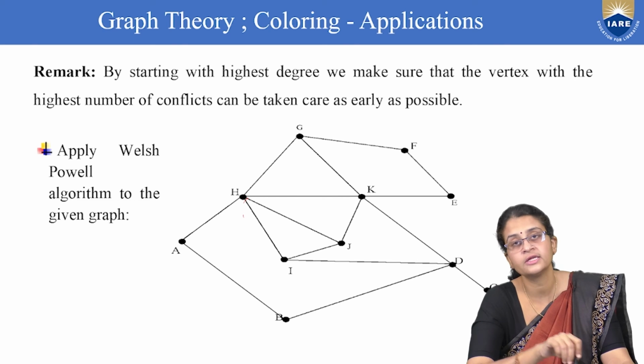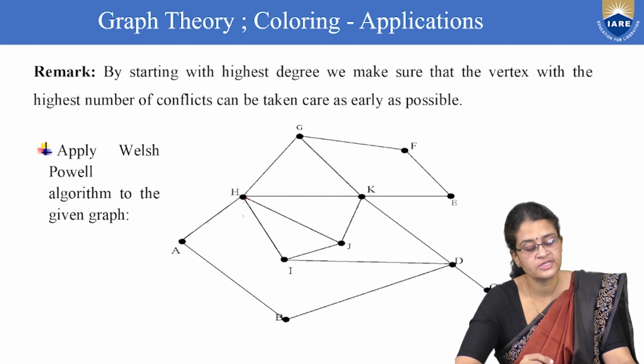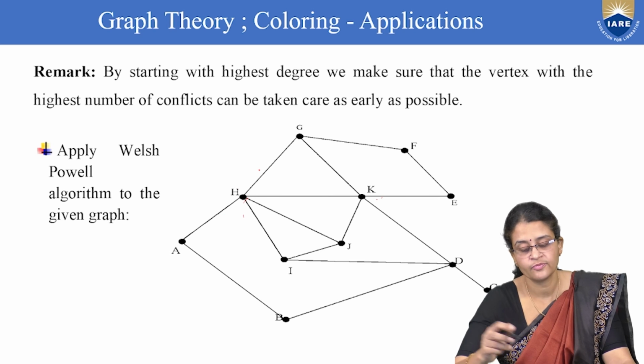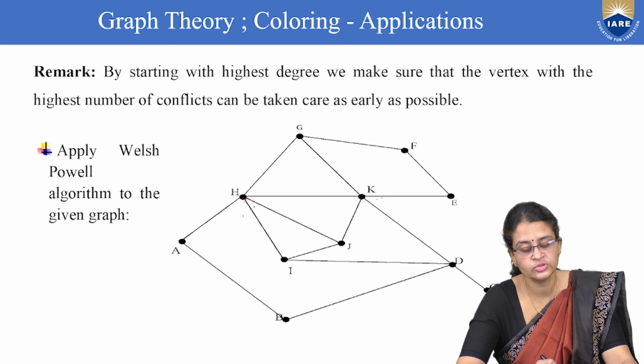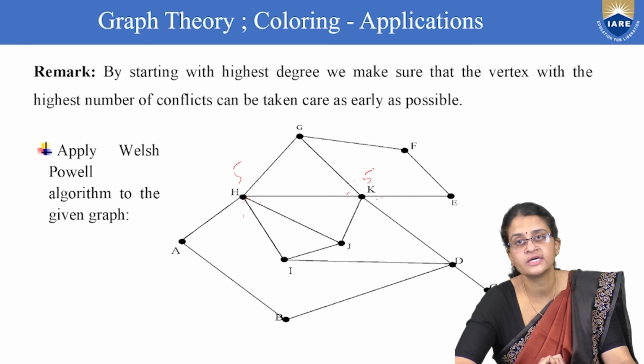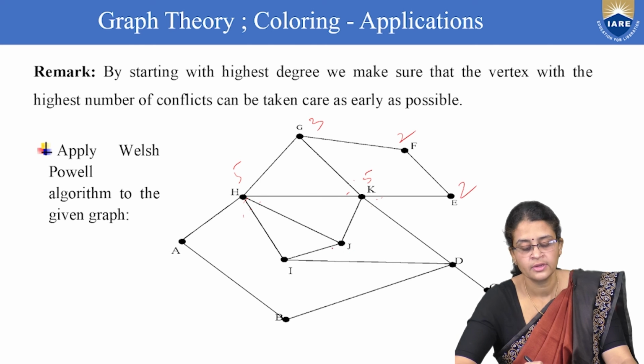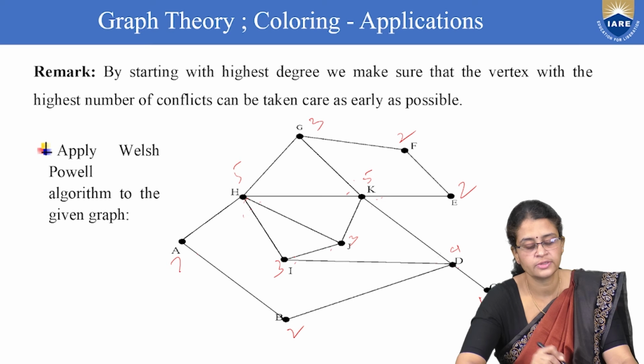Apply the Welsh-Powell algorithm to the given graph. Here we have vertices from A up to K, 11 vertices. H has the maximum degree, 5. K also has 5. Then G has 3, F has 2, E has 2. J has 3. Here also we count 1, 2, 3, and 4 for D. Then the others have degree 4, 1, 2, and 2.